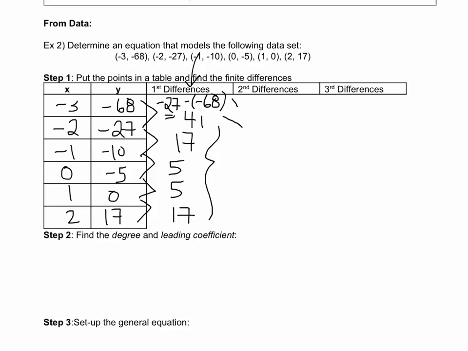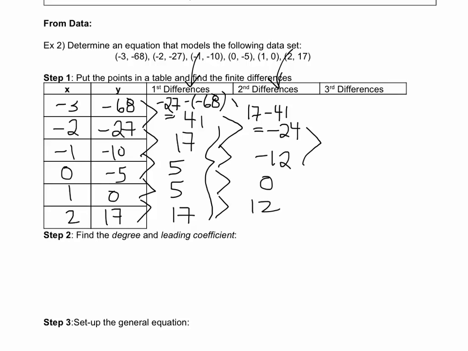Like the last ones, we're going to do the same thing. We're going to take 17 minus 41, so it's going to give us negative 24. Keep working our way down here. We'd have negative 12. 5 minus 5 is going to give us 0. And the last one would give us positive 12. Again, still not constant, so we need to find the third differences.